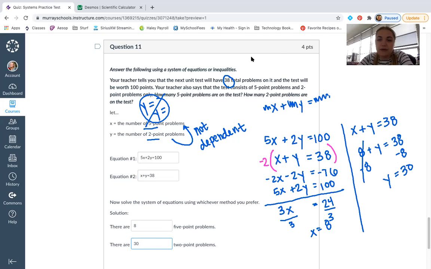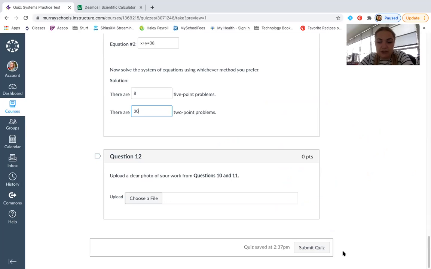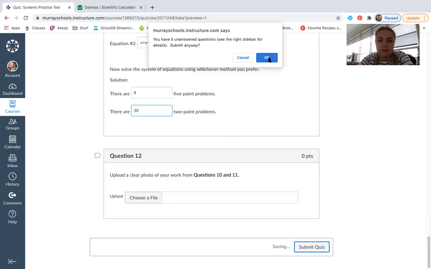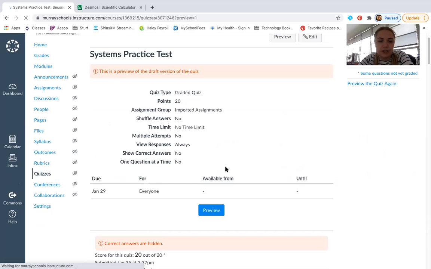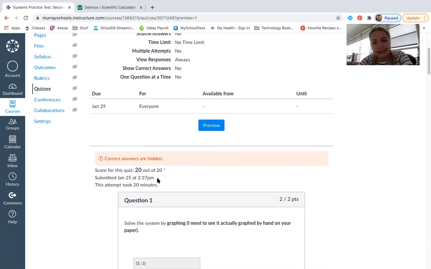Okay, this is the work that I would expect to see, and you will submit that on question number 12. So if I submit this, okay, see how we did. There were 20 points possible, and we got 20 points there. Let me know if you have any questions on this stuff. Otherwise, good luck on the test, 9th graders.